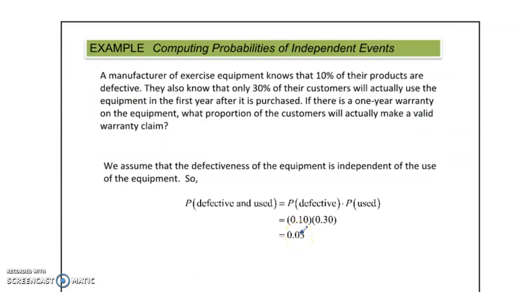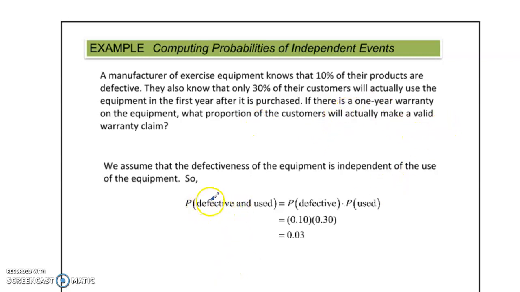All right, a manufacturer of exercise equipment knows that 10% of their products are defective. Seems pretty dangerous, doesn't it? They also know that 30% of their customers will actually use the equipment in the first year, because a lot of people buy it in January and try to meet their New Year's resolution, but they don't do that. What proportion of the customers will actually make a valid warranty claim?